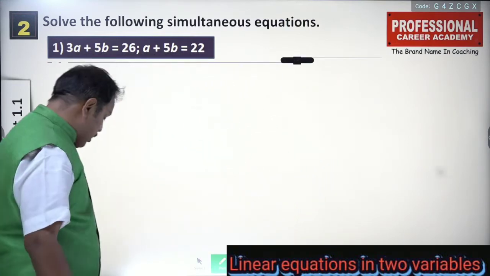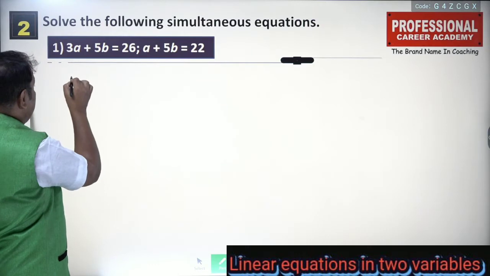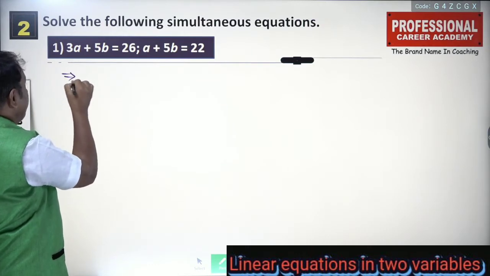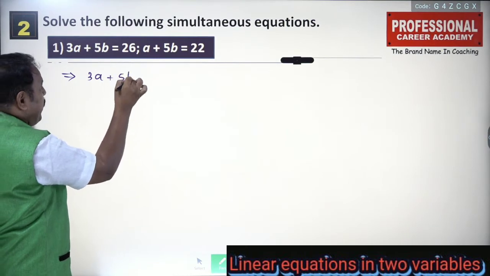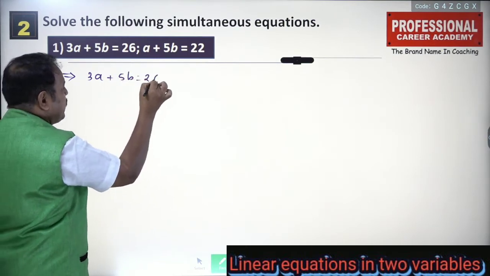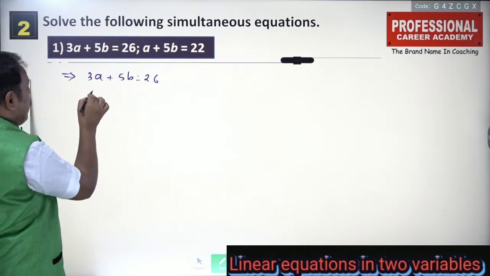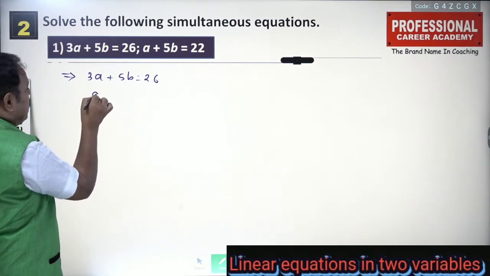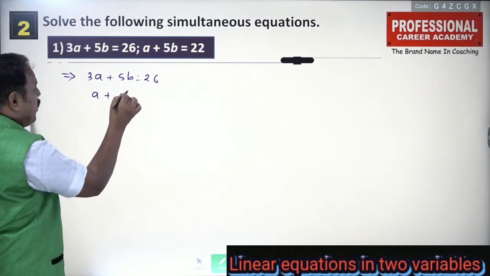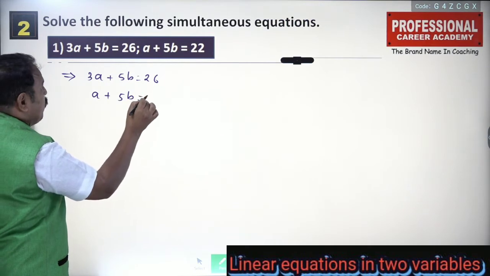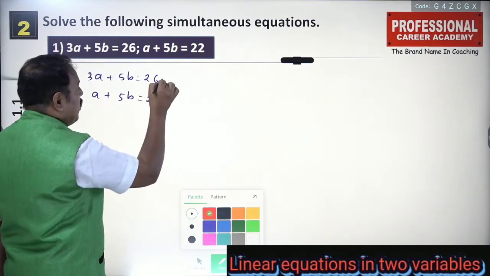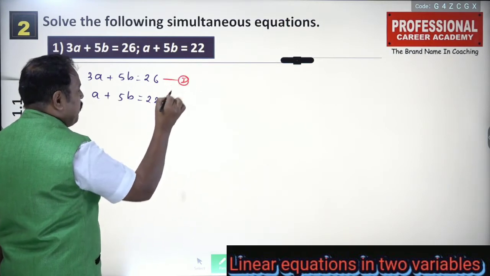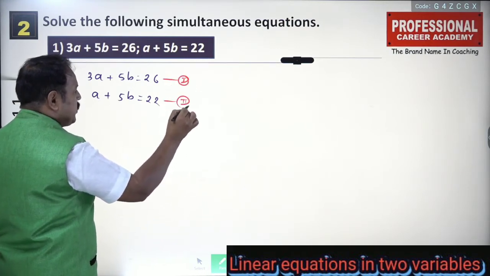As usual, suppose this is the first equation. Here what is given? Given that 3a plus 5b is equal to 26. And the other one is a plus 5b is equal to 22. Now we can say this is equation number 1 and this is equation number 2.